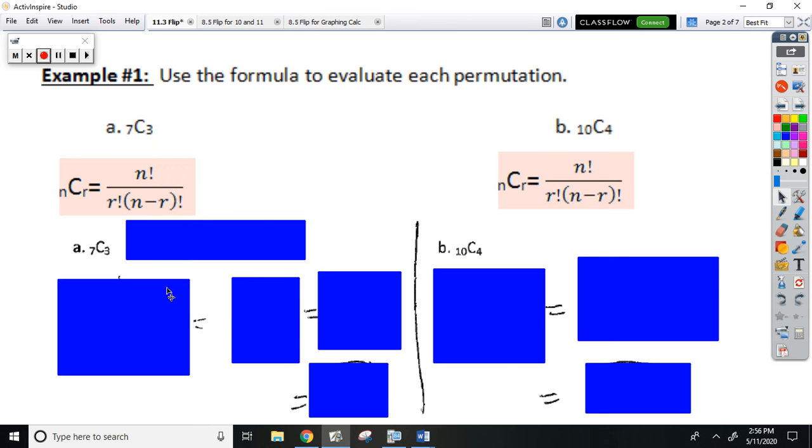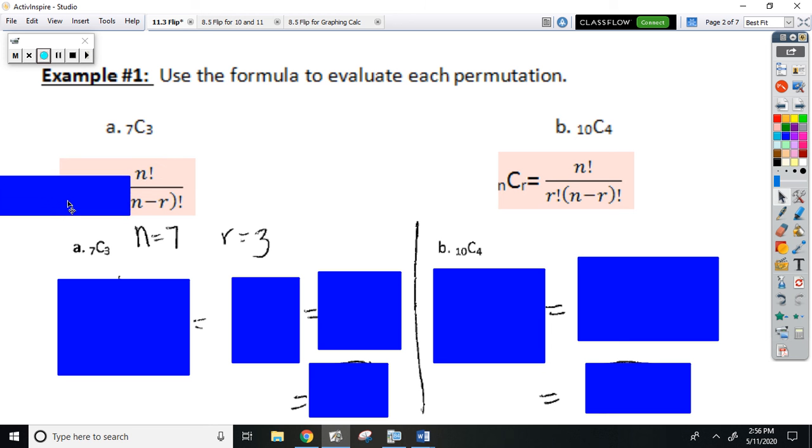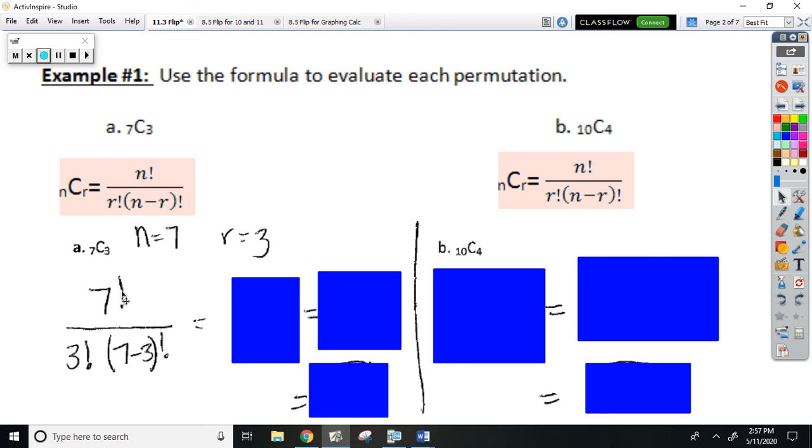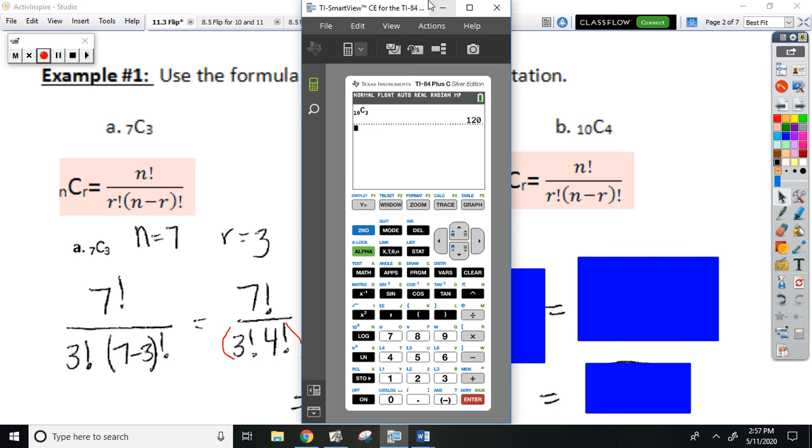The first 2 examples I'm going to show using the formula, and then of course we can check them with the calculator. In this one, we have 7C3, which means that N is 7, R is 3. We'll plug those into the formula: 7 factorial over 3 factorial times the quantity 7 minus 3 factorial. Perform that parenthesis subtraction, and we'll get 7 factorial over 3 factorial, 4 factorial. If you wanted to type this all in your calculator, you'd have to put parentheses around it, so I usually just do the top and then the bottom separately.